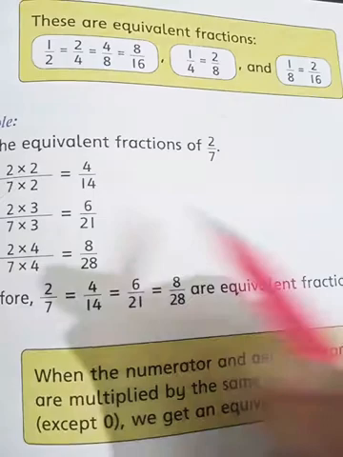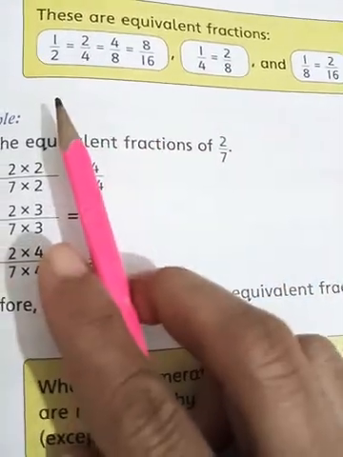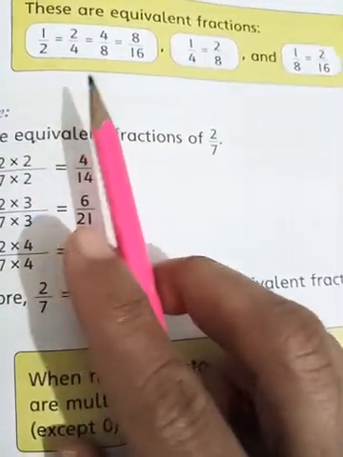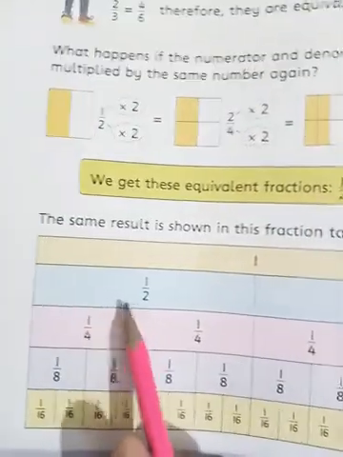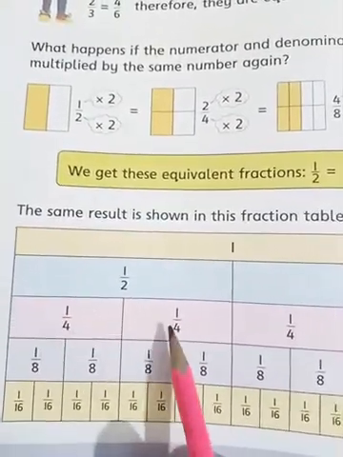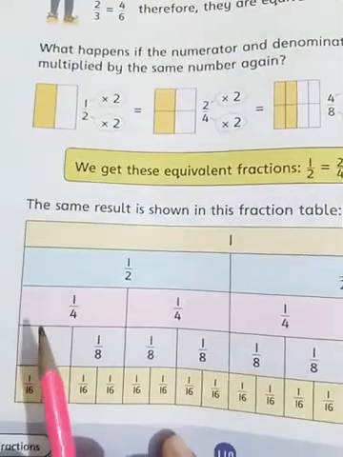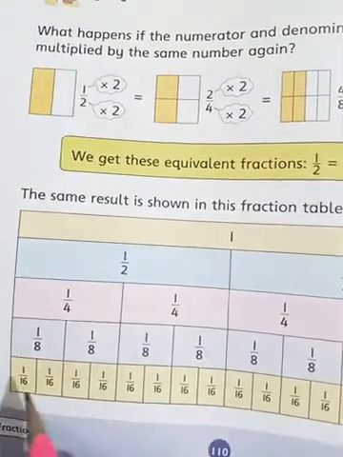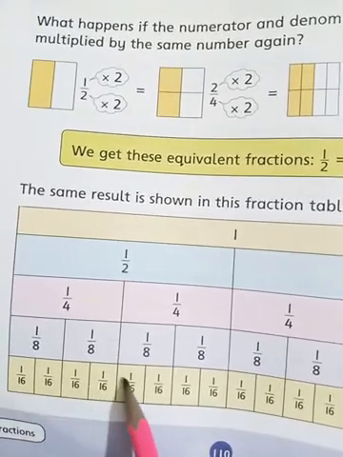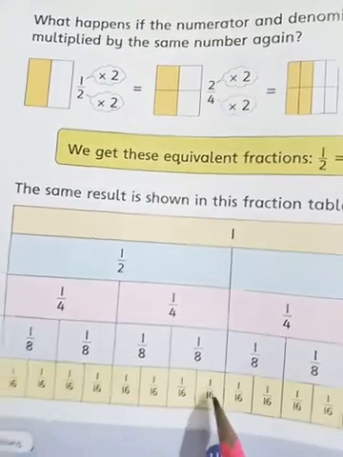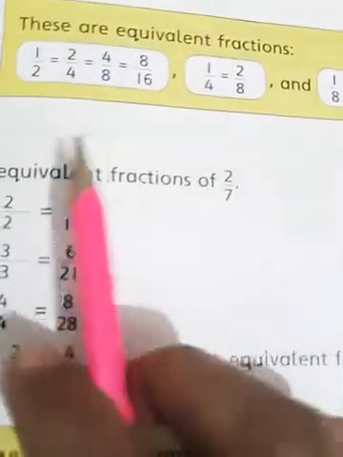Now they are saying these are equivalent fractions: 1 upon 2, 2 upon 4, 4 upon 8, 8 upon 16. See, 1 upon 2, then 2 upon 4, then 4 upon 8, and then 8 upon 16. You can count 1, 2, 3, 4, 5, 6, 7, 8. Okay, so here it's like this.